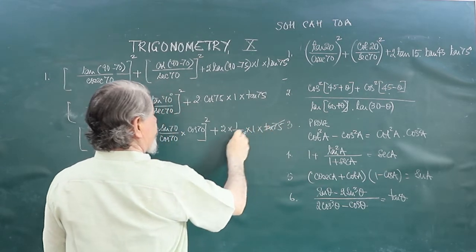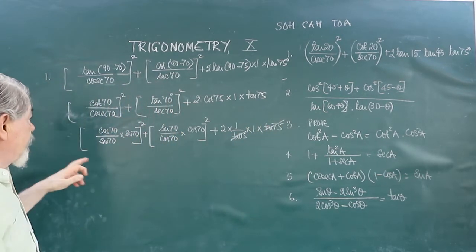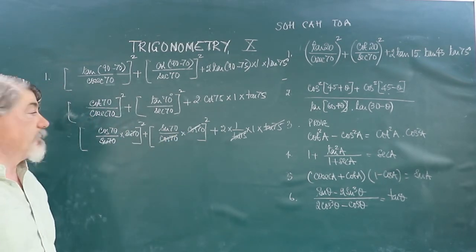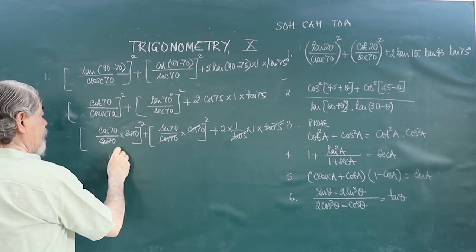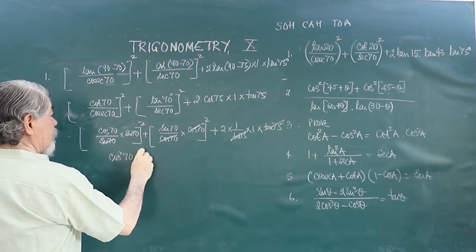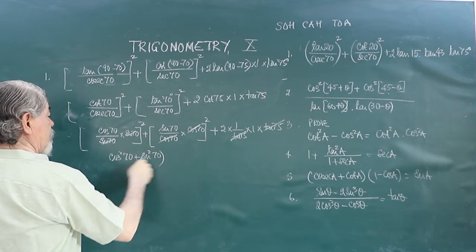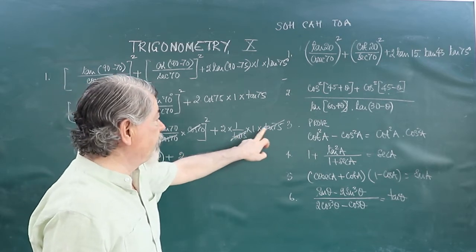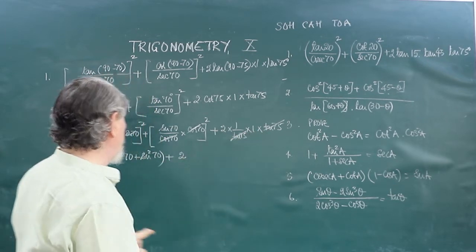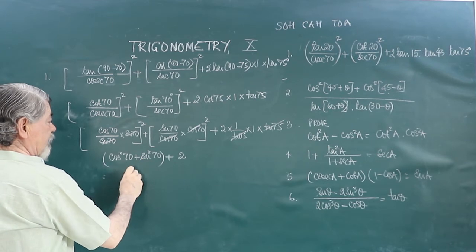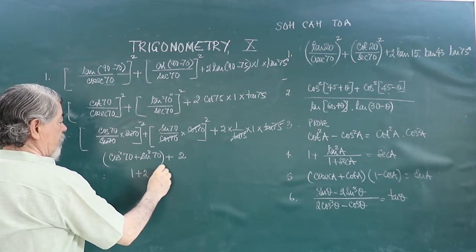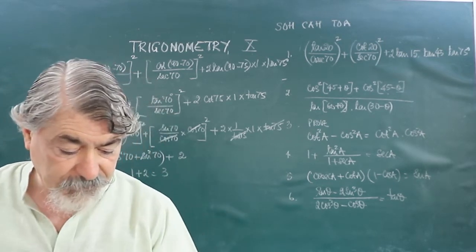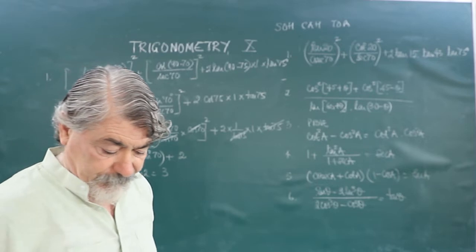So tan 75 is cancelled. Now here what will happen? Sine 70 will cancel. Cos 70 will cancel. What will you get? Cos square 70 plus sine square 70 plus 2, because tan 75 cancels, 2 into 1 is 2. And cos square theta plus sine square theta is 1. So 1 plus 2 is 3. The value of this will be 3.